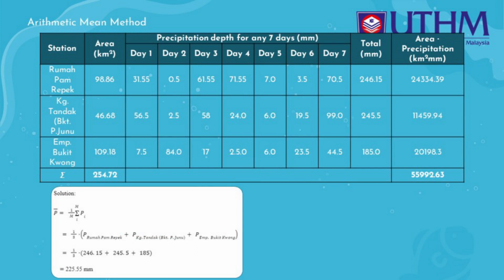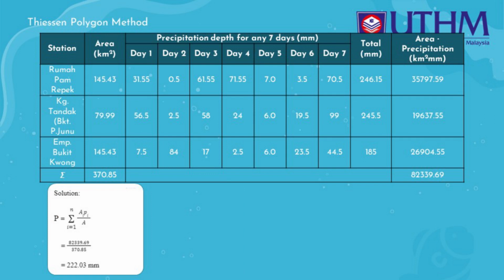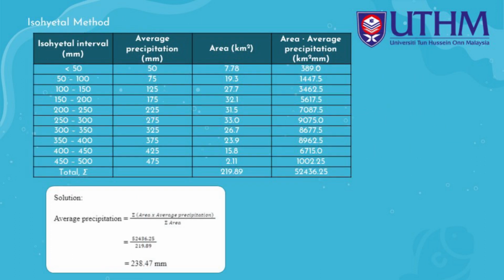For the arithmetic mean method, the data we calculated is 225.55 mm. For the Thiessen polygon method, the data we obtain is 222.03 mm. For the isohyetal method, the data we gain is 238.47 mm.